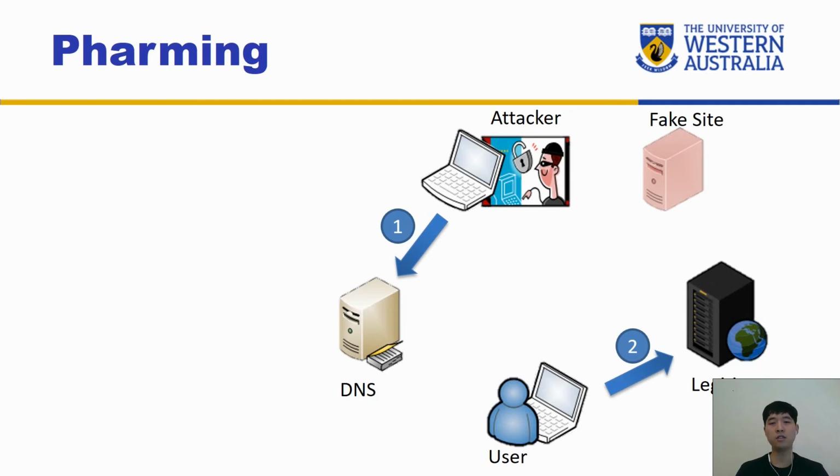So the user wants to go to the legitimate site. So you type in its name, and for it to be able to route there, it needs to go through the DNS. And what DNS returns to you is the address. So from your device, if it's your first time visiting this legitimate site, you won't have any cache or cookies associated with it. So you need to go through the DNS first. So you get the address.